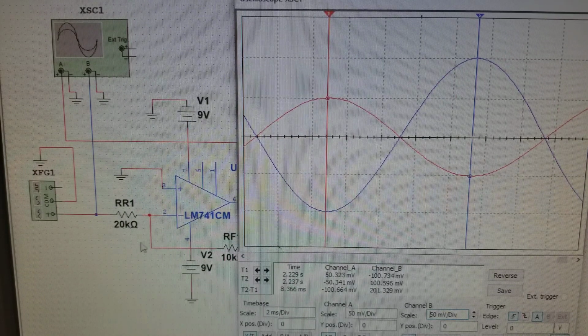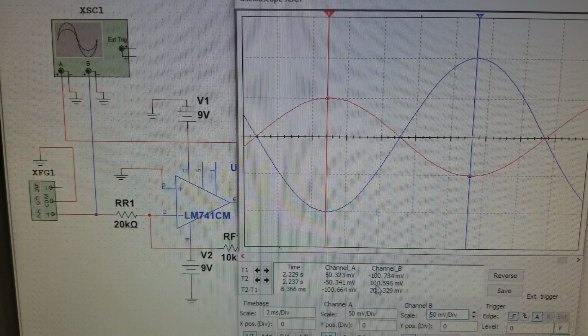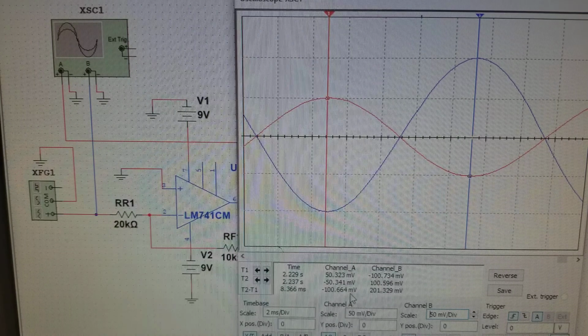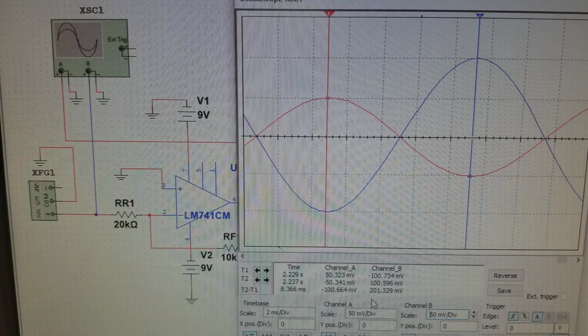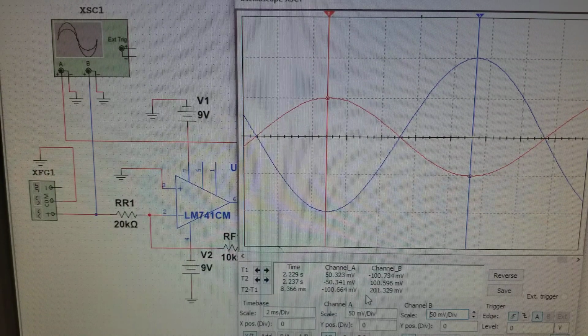Next, we're going to measure with our RR1 at 20 kiloohms. You can see that our output voltage is at 100 millivolts, and our input voltage stays at 201 millivolts. And to calculate our gain, we're going to divide our output voltage by our input voltage. So our gain is about 0.5. And you can see that once again, the input sine wave is 180 degrees out of phase with the output sine wave.